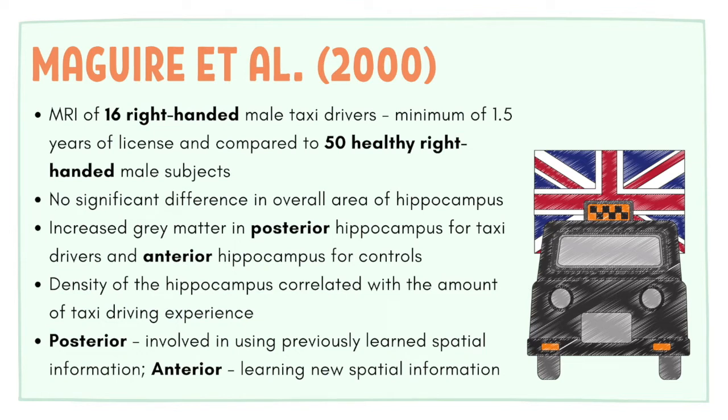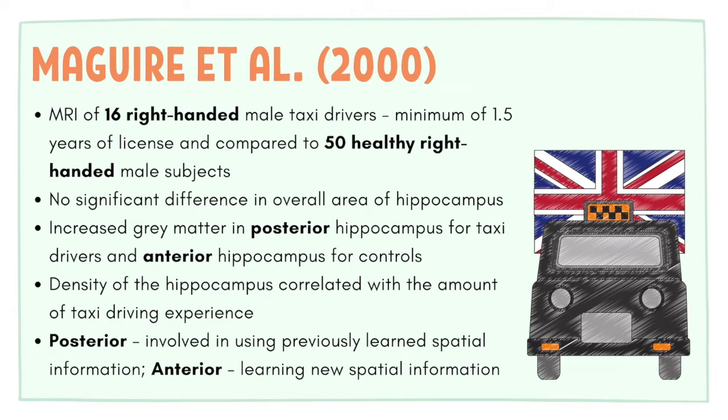So, the aim of Maguire's research was to investigate whether there were differences in the brain structure of London taxi drivers when compared to the average brain. MRI scans of 16 right handed male taxi drivers who had their license for at least 1.5 years were compared to those of 50 healthy right handed male participants. This was collected randomly from an MRI database, and the MRI scans of these participants were of people who had no taxi driving experience.